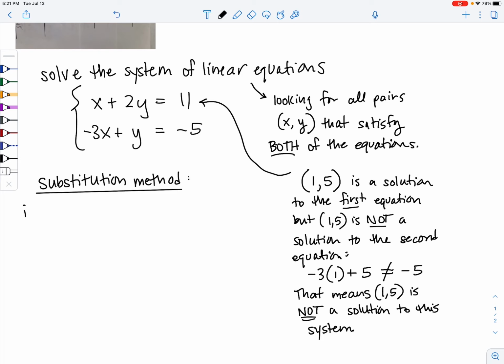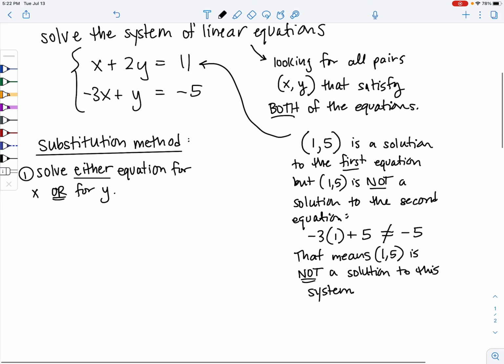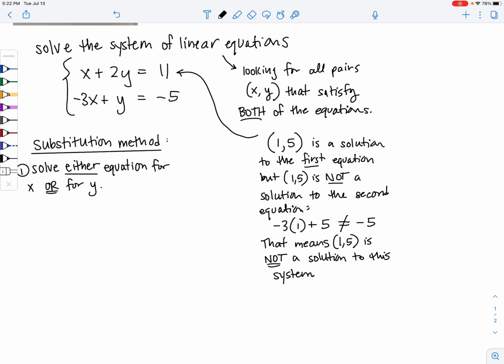And the first thing you're going to do is pick either one of the two equations. It doesn't matter which one. And solve that equation for either x or for y. That's going to be step 1. So let's see, over here I'm going to do step 1 for this particular system. I'm going to pick equation 1 and I'm going to solve for x.